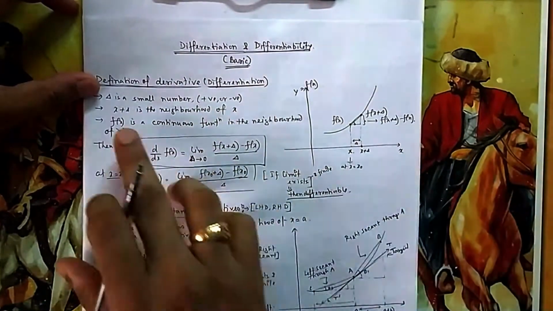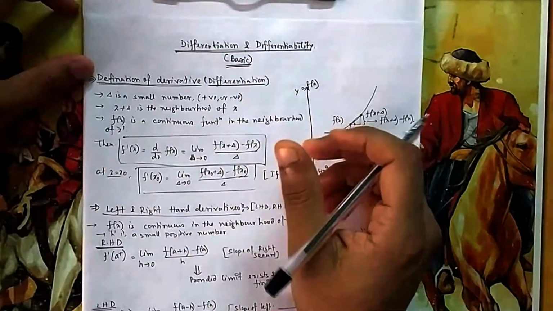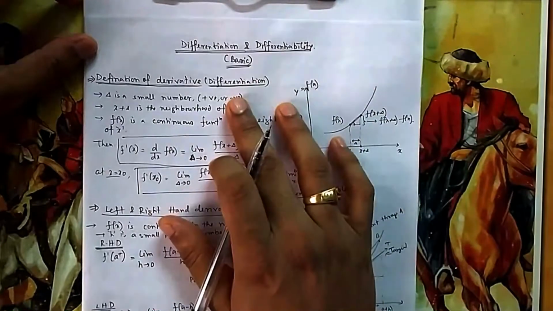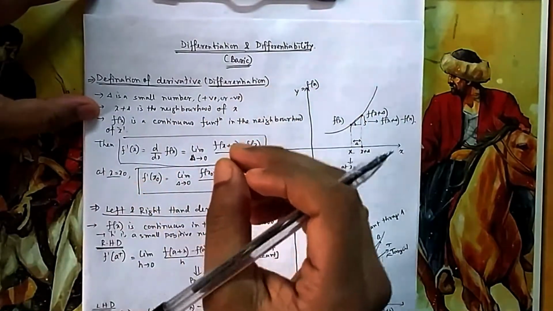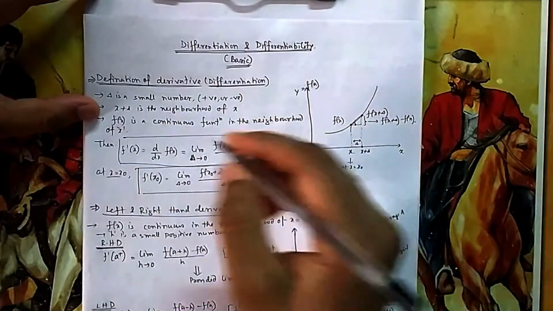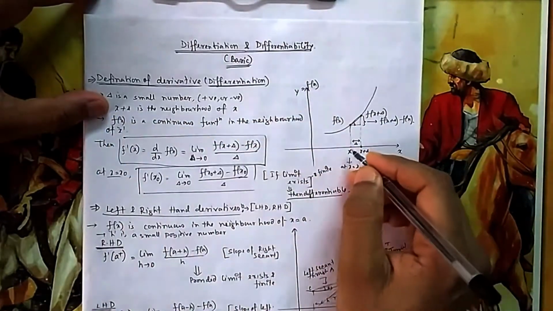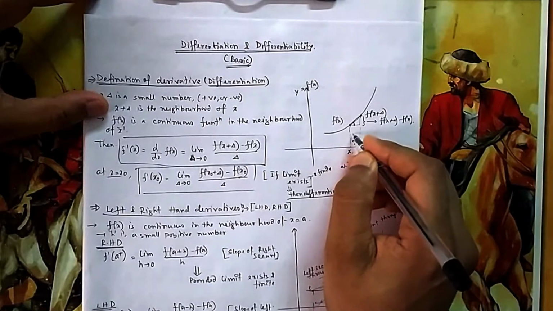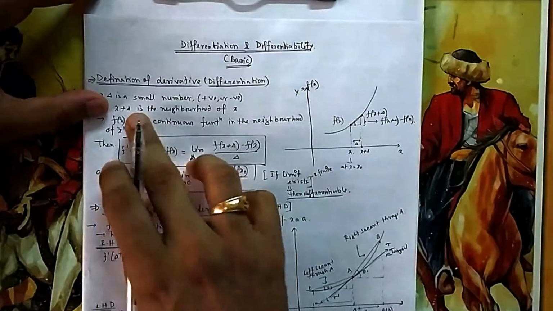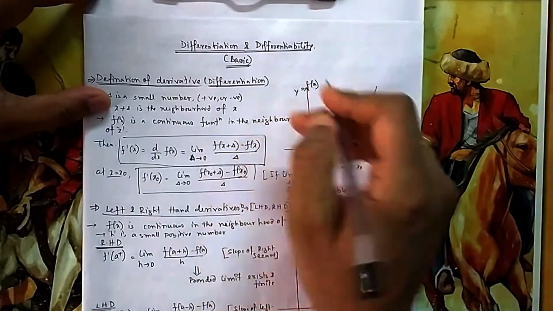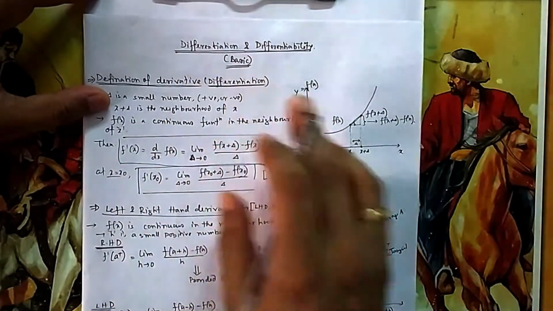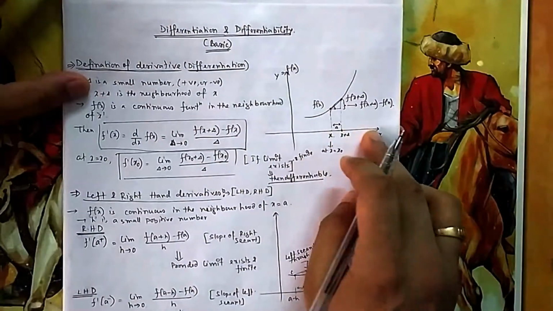So first we have to understand some things. Suppose delta is a very small number, it can be positive or negative, that we have considered. And x plus delta is the neighborhood of x. X is suppose a point, and a point which is not fixed. So x plus delta or x minus delta, because delta can be negative also, so it can go this side also. So a point very close to x is known as the neighborhood of x. It's not that you can go far and say it is the neighborhood.